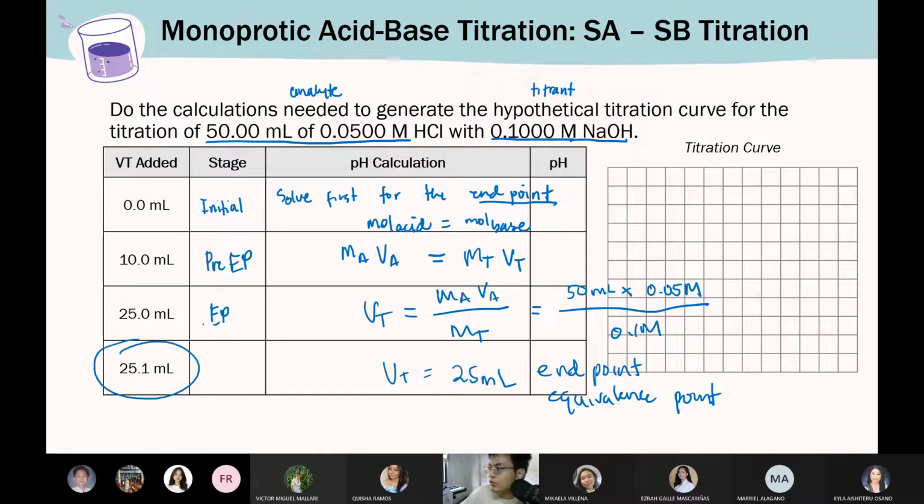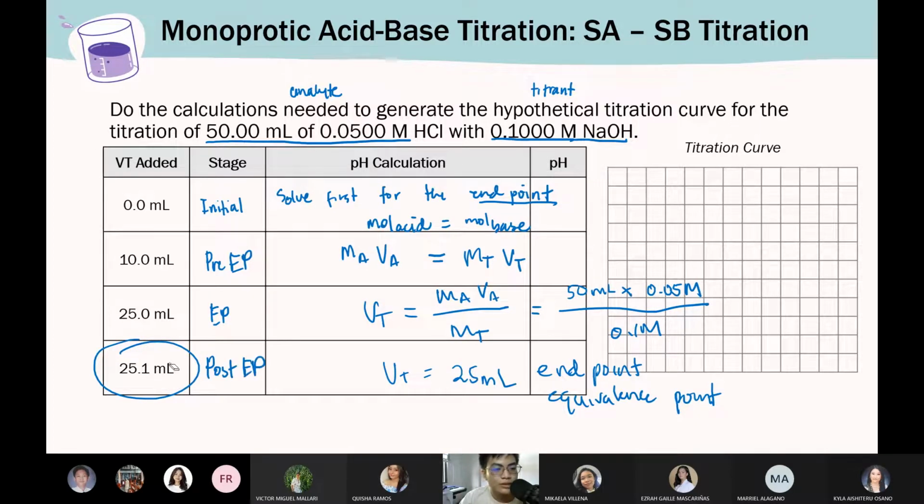So, what do you think 25.1 is? Is it still equivalence point? Anong stage na kaya yung 25.1? Anong stage na yan? Yung 25.1. Kasi sabi ko yung 10 ml, pre-equivalence. Yung 25 equivalence, paano ko nalaman? Using the endpoint equation, wherein yung mole ng acid dapat equal sa base. So, ibig sabihin, 25.1, post na. Sumobra ka ng 0.1 eh. Okay.